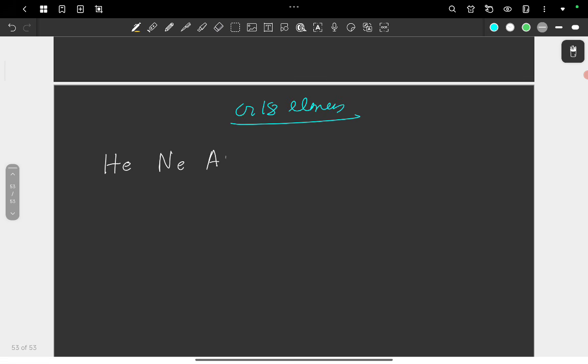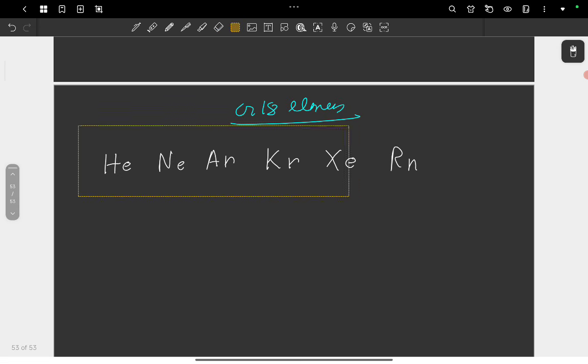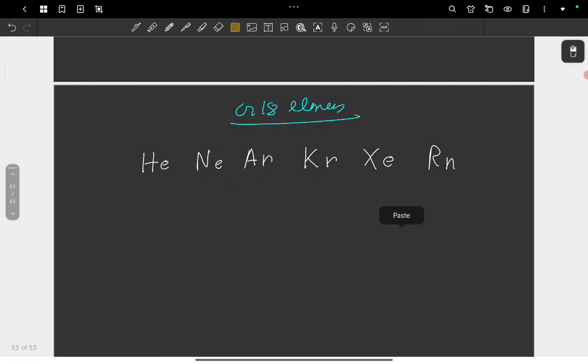The group 18 elements are helium, neon, argon, krypton, radon. No, not radon. I mean, yes, radon is there, but before that, there's xenon. Xenon followed by radon, and then we have oganesson. Now, keep in mind that the NCERT was written before oganesson was discovered. It was discovered in around 2019, I guess. So, this is just extra information for you. You don't need to remember oganesson. So, resultantly, our group 18 elements are helium, neon, argon, krypton, xenon, and radon.